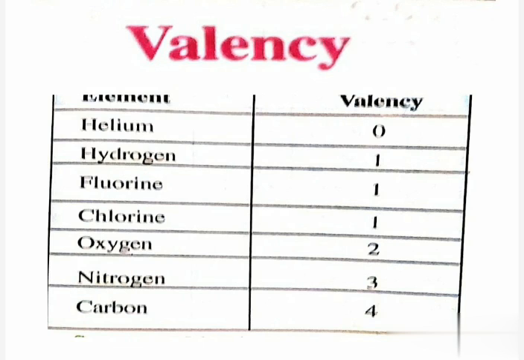So how will the compounds form? Compounds form when the atom of one element combines with the atom of another element. When the atom of one element combines with the atom of another element, that forms a new substance, and that new substance is called a compound. Does an atom of one element combine with the atom of another element according to its wish? No. Atoms combine according to the octet rule.